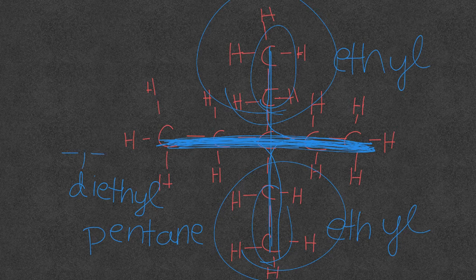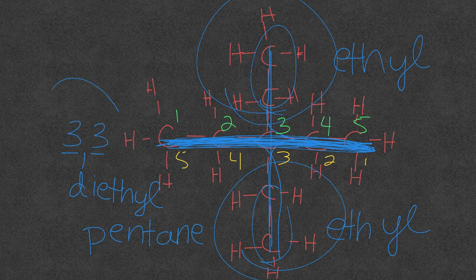So if I numbered this way, they would both be coming off of carbon 3. And if I numbered in the reverse direction, they would also both be coming off of carbon 3. So it does not make a difference. So we are 3,3-diethylpentane for the name of this compound.